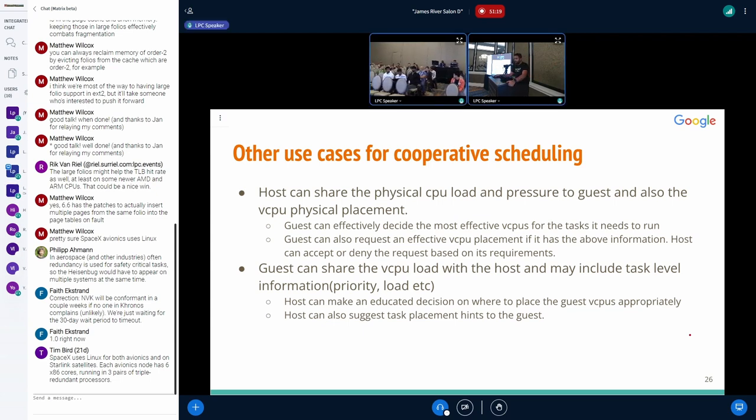Just a tiny question. Pinned? No, we don't do pinning. So what does it mean, vCPU physical placement? Because a vCPU can just move off to some other physical place. It could move out, so the host can make an educated decision about where to move it. That's what we mean by vCPU placement. So if the guest says this is my current workload, the host can make an educated decision about that.